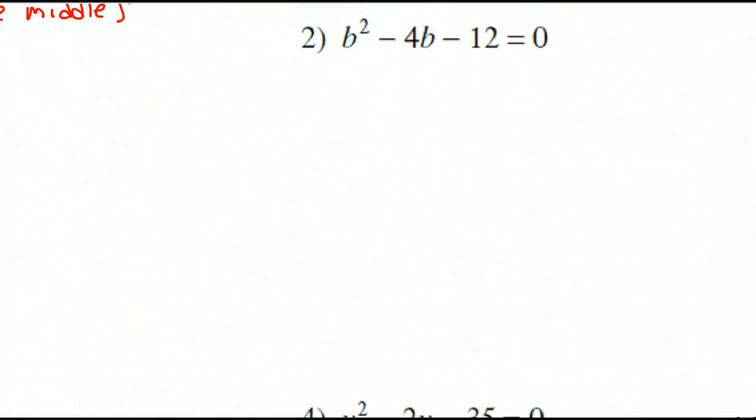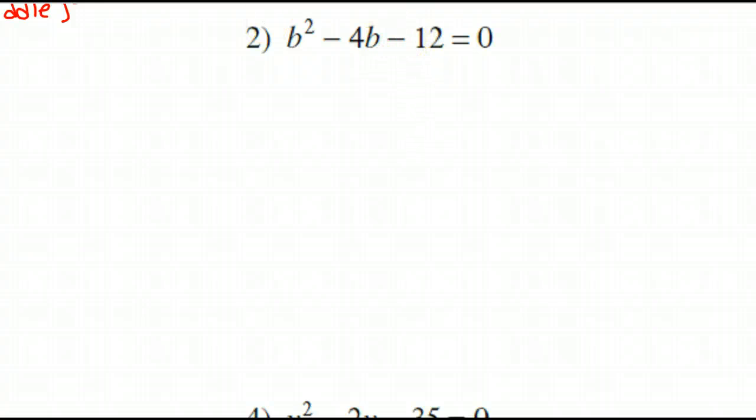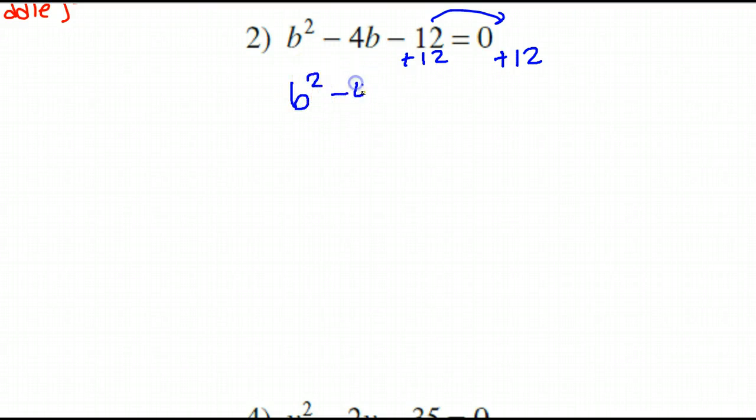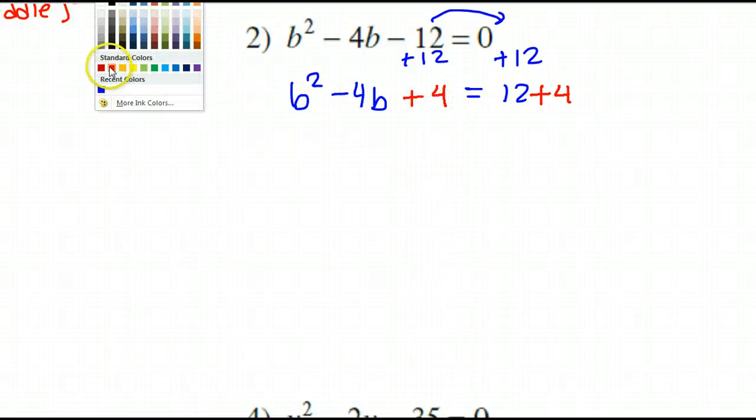Okay, let's take a look at number 2. Let's do the same thing. First, let's move this away by adding 12 to both sides. Okay, so that's going to give me b squared minus 4b, leave a space, is equal to 12. Now we complete the square. Half of the middle squared. So half of the middle is negative 2. Negative 2 squared is 4. So I'll add 4 to both sides.